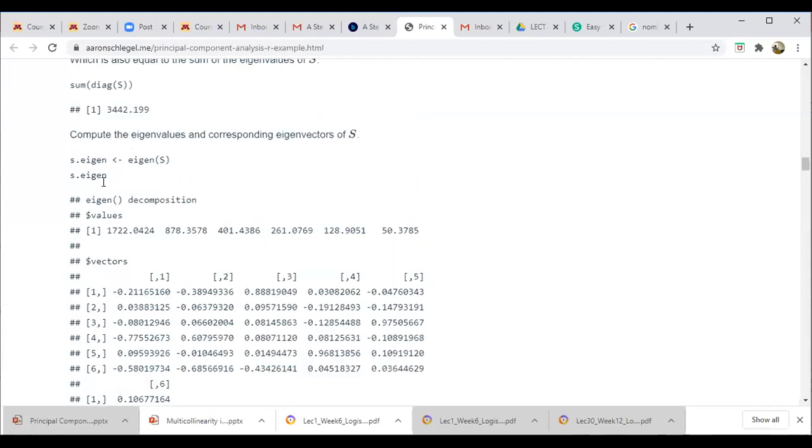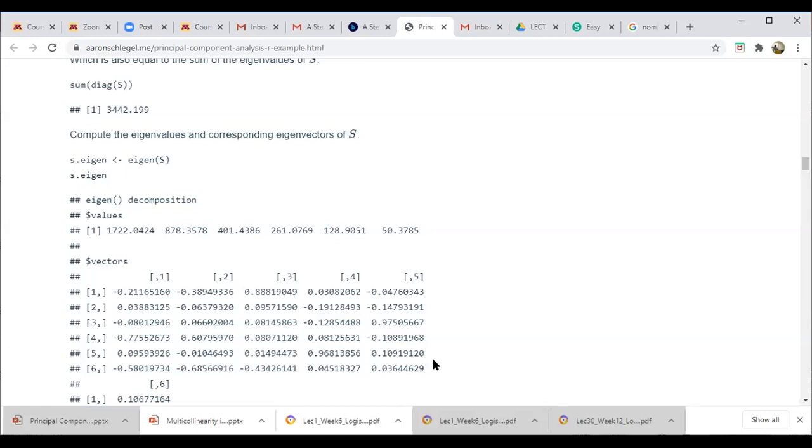If I want to have the eigenvectors and eigenvalues, I'm going to write eigen. Look at that, eigen of the covariance matrix. In R, eigen of the covariance matrix will give me, by the time you write this, dollar values, which gives you the eigenvalues, and dollar vectors, which gives you your eigenvectors.